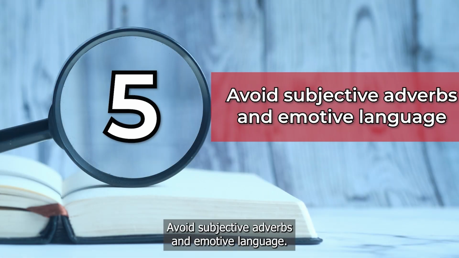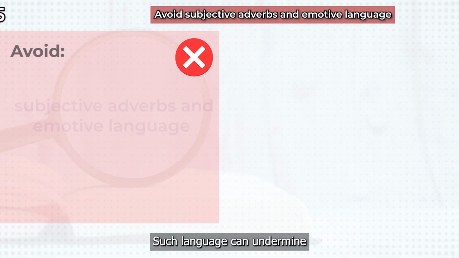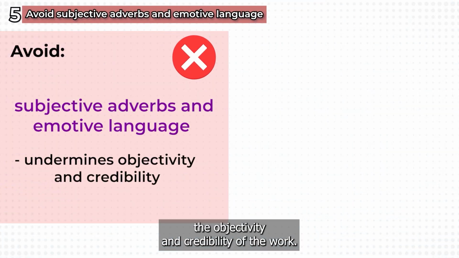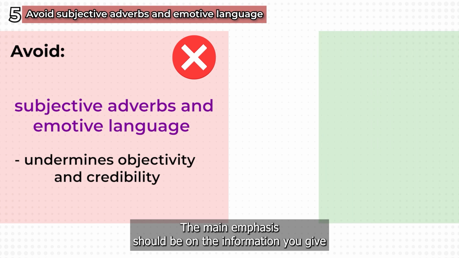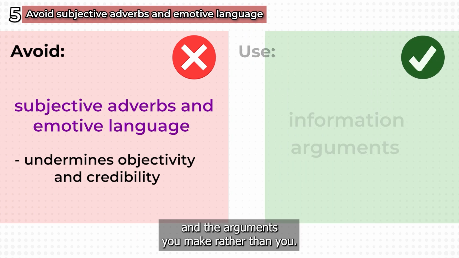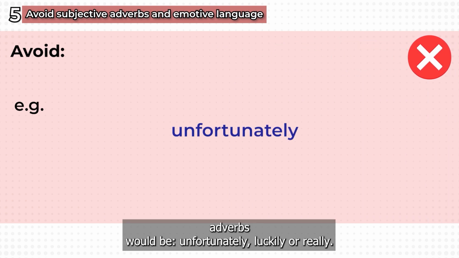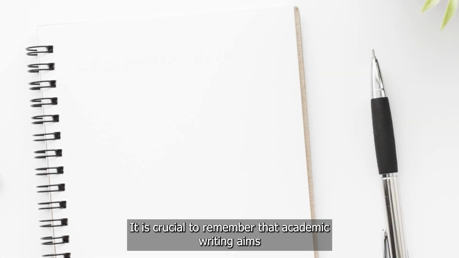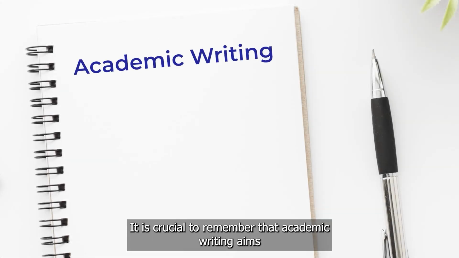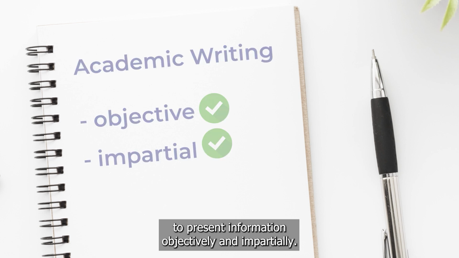5. Avoid subjective adverbs and emotive language. Such language can undermine the objectivity and credibility of the work. The main emphasis should be on the information you give and the arguments you make, rather than you. Some examples of subjective adverbs would be "unfortunately," "luckily," or "really." It is crucial to remember that academic writing aims to present information objectively and impartially.